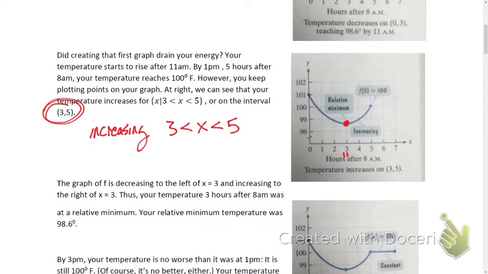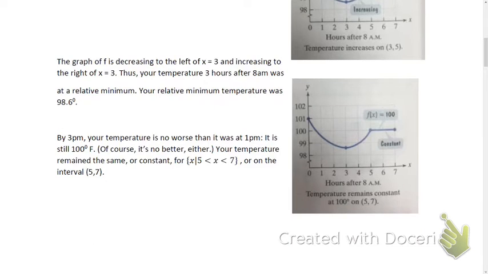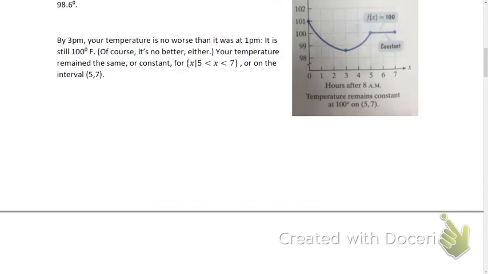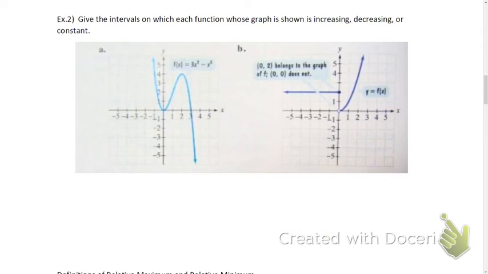And then lastly, their temperature levels off, or it just doesn't drop anymore. So starting at the 5th hour, we would say that it's constant. And that's from the 5th hour up to the 7th hour. All right? All right, let's try a real one. This is just describing the whole thing, but a real problem is right here.